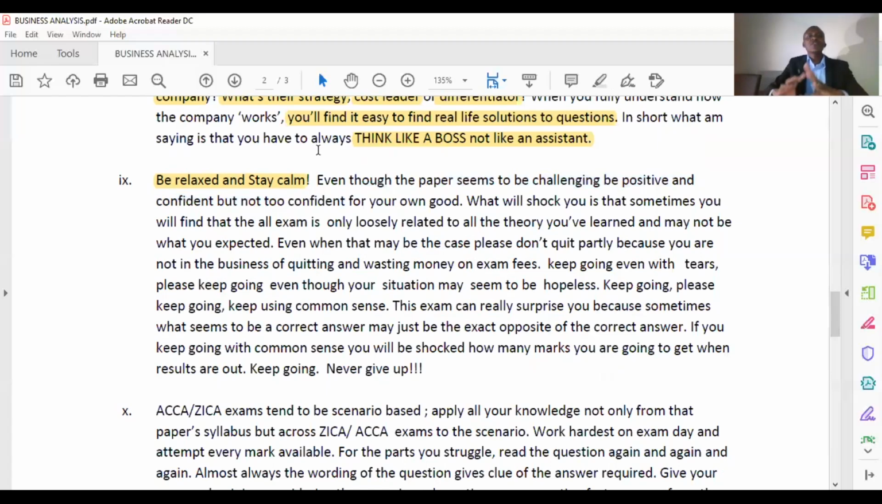Because most of the things you're going to meet are going to be completely new. Completely different from what you've always known in the textbook and the revision kit. And the reason is simple, because the answer is in the exam, not from what you've done in the revision kit or in the mind. So even though the paper seems to be challenging, please be positive and confident, but not too confident for your own good. Be confident that you're going to pull through, but don't be overconfident.